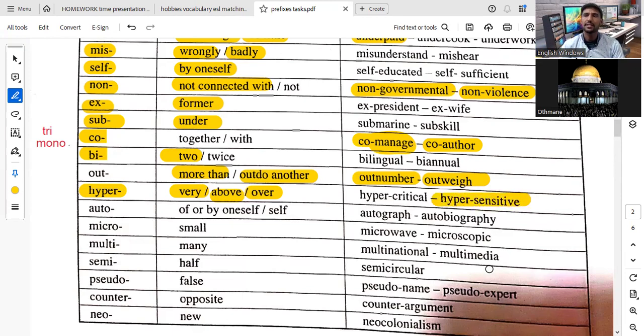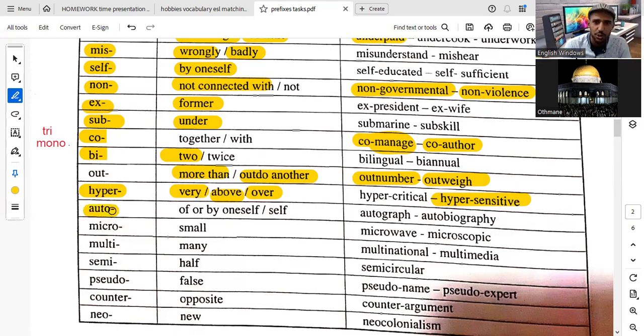Hypersensitive. Some women are hypersensitive. If you just shout at their face, they start crying and weeping, for instance, okay? It means excessively sensitive.